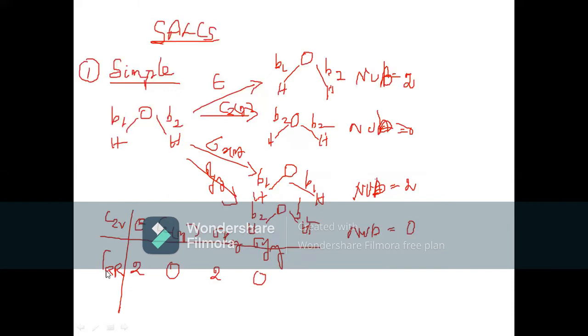By using the reduction formula, what do we get? We'll get gamma reducible equal to A1 plus B1. So this is the reducible representation. The A1 stands for the symmetric stretching mode. The symmetric stretching mode is going to have the bonds like this: B1 is going to be like this and B2 is going to be uniformly stretched. So this can be represented as B1 plus B2.